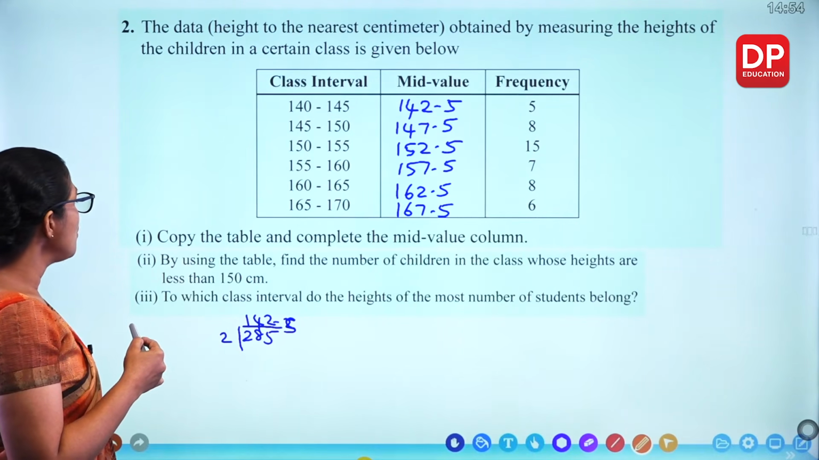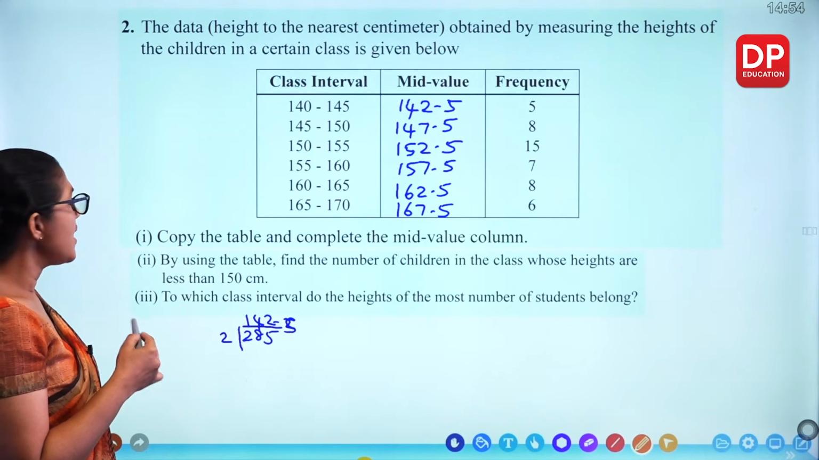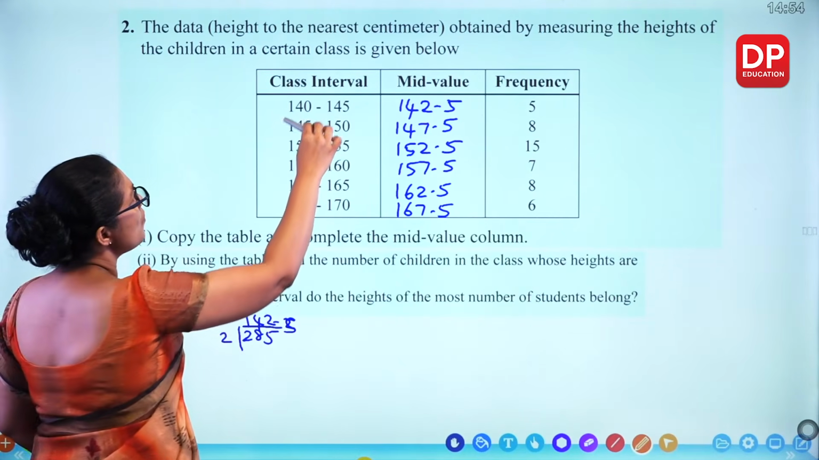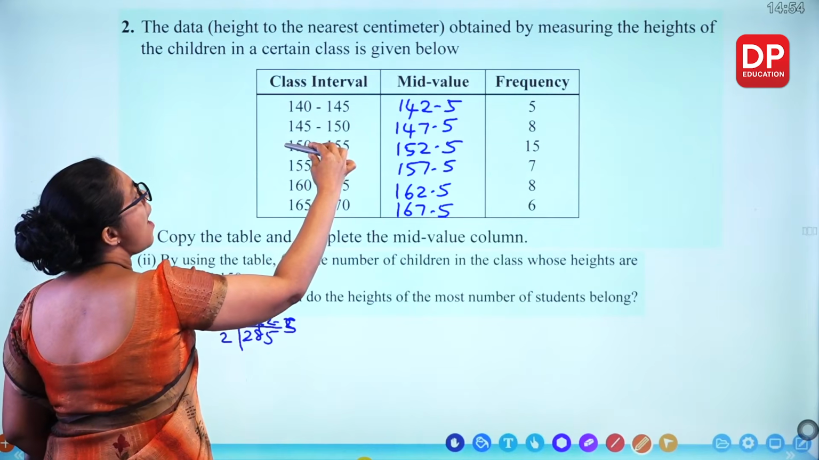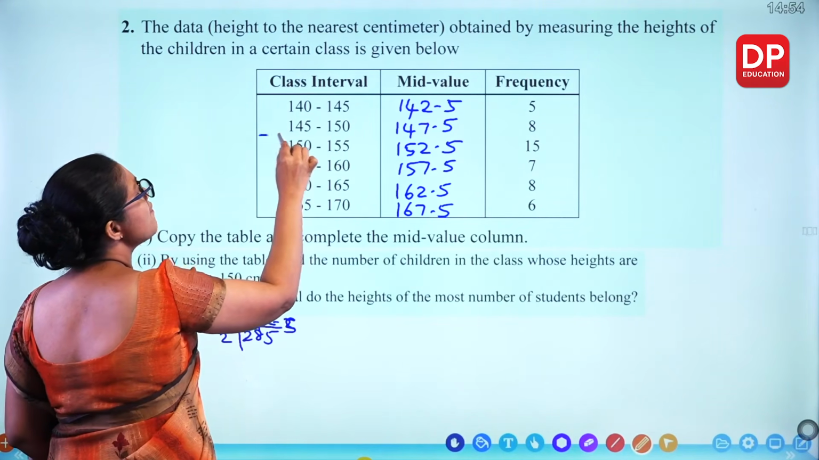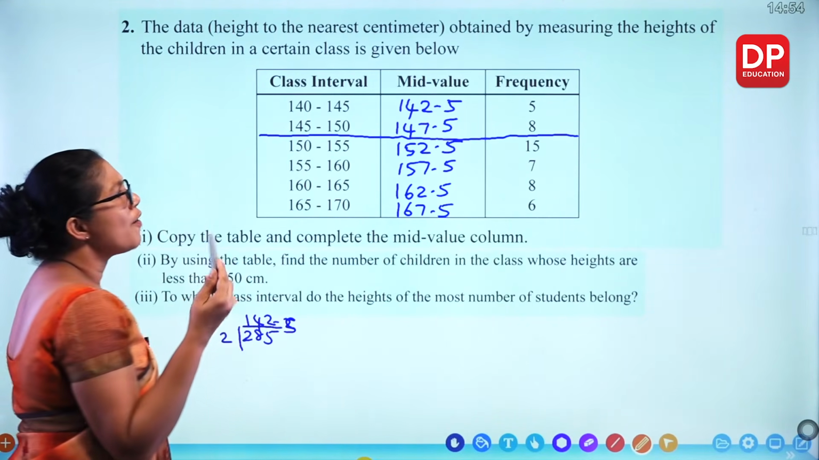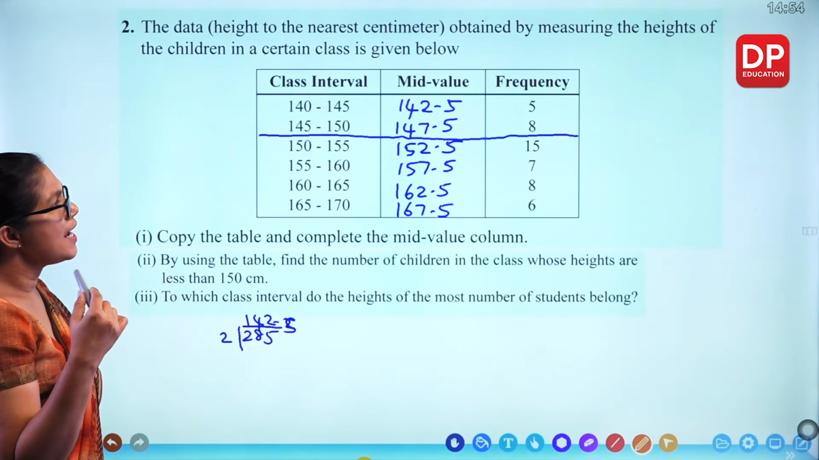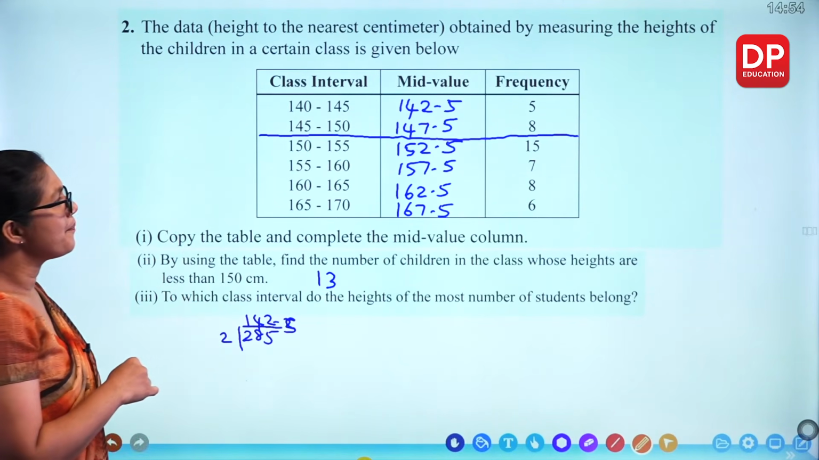Then part 2, by using the table, find the number of children in the class whose heights are less than 150. So when you take this one, this is up to 150 we take in this interval. So less than 150 means these two rows. So how many children altogether? Less than 150 centimeters, 8 plus 5, that's 13 students.